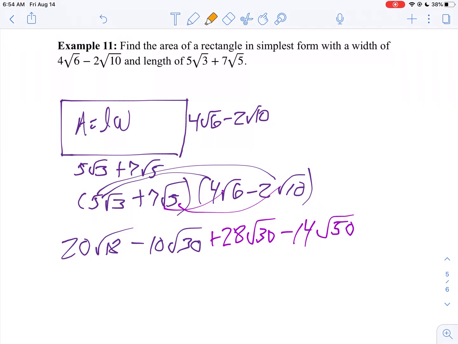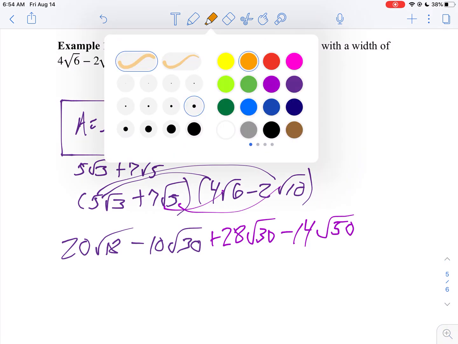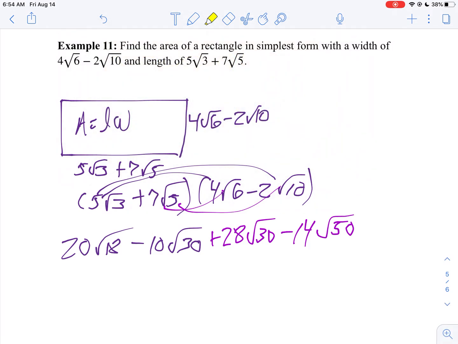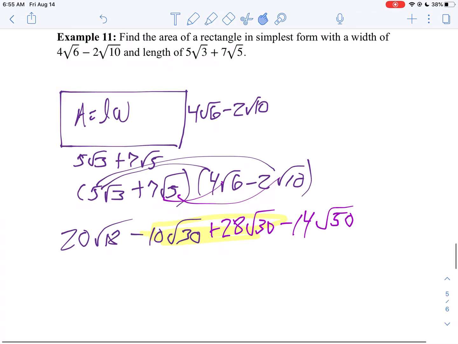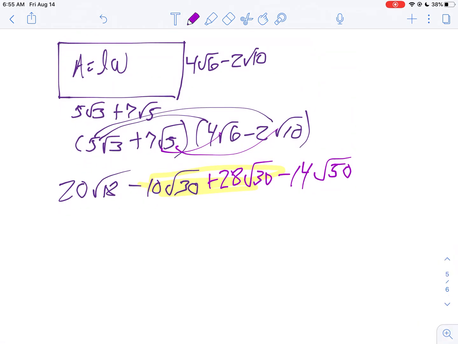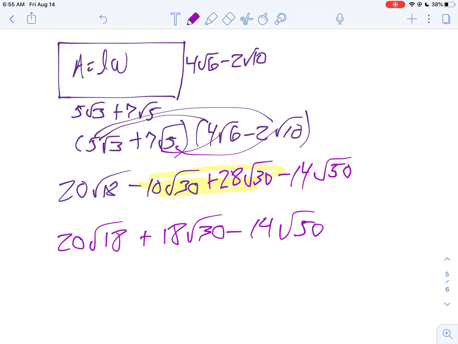Now notice we have some like terms. I'm going to simplify those first. I'm going to combine those first. So I'm going to say 20 radical 18. Negative 10 plus 28 is positive 18 radical 30 minus 14 square roots of 50. All three radicals can be simplified.